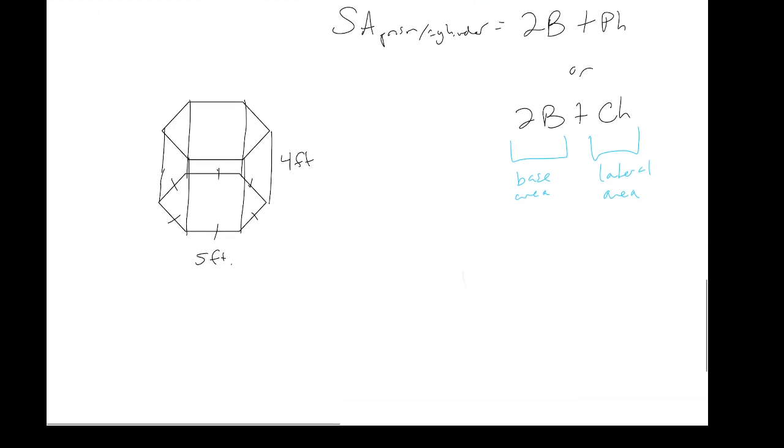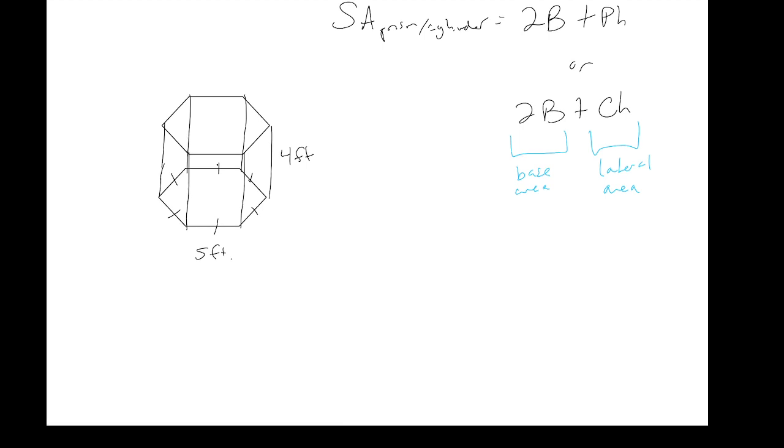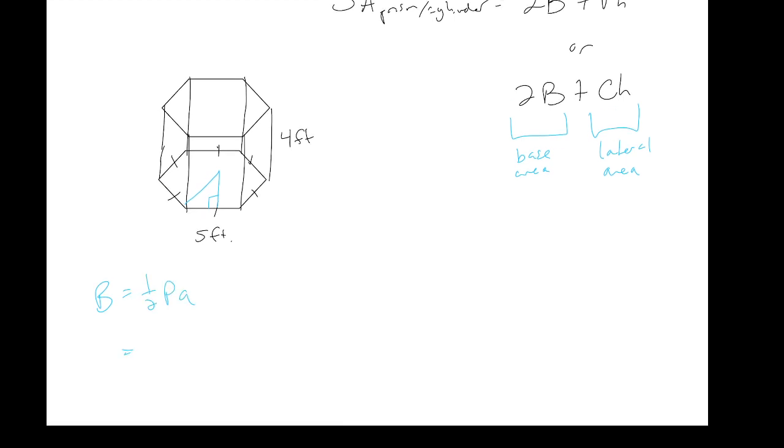Let's figure out the area of the base. You guys ready? Well, remember what we have here. We have a regular hexagon, right? So the B is equal to 1/2 of your perimeter times your apothem. We got to figure out perimeter right here, right? Well, perimeter is going to be 5 times the number of sides, which is 6, or 30, right? So I'm going to do that one here.